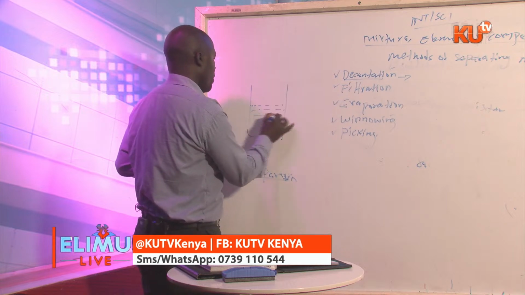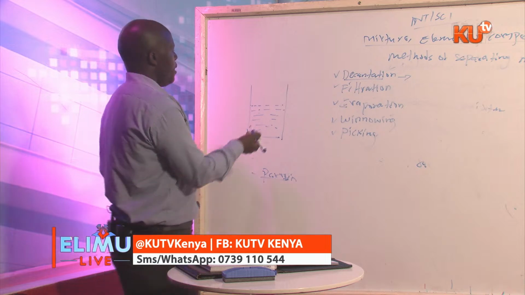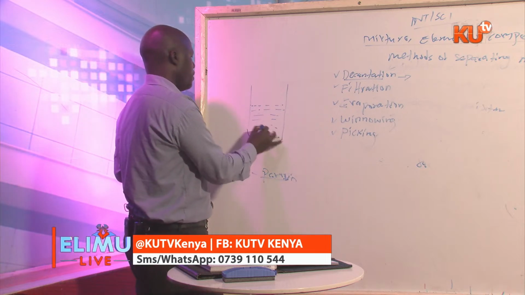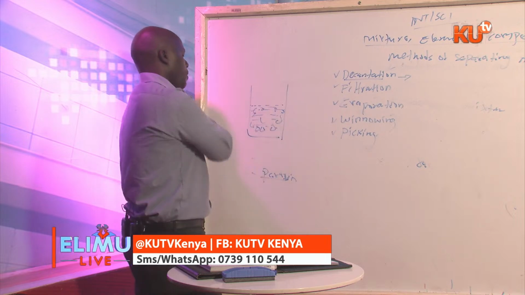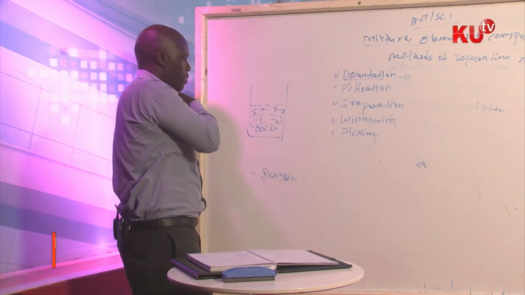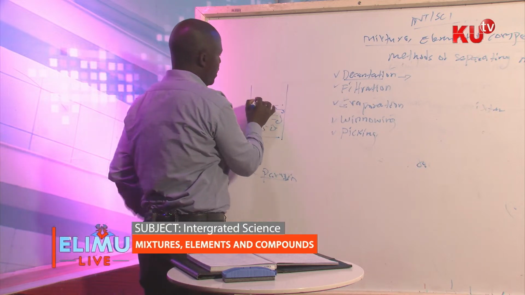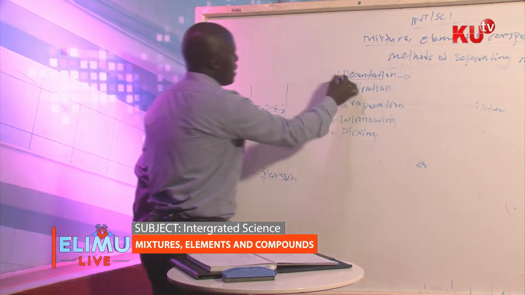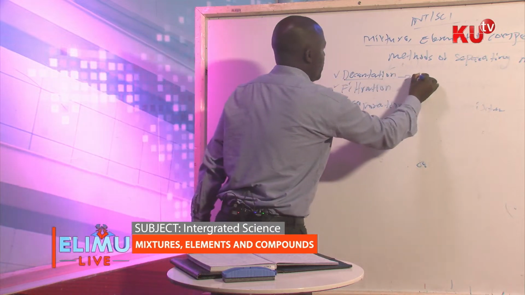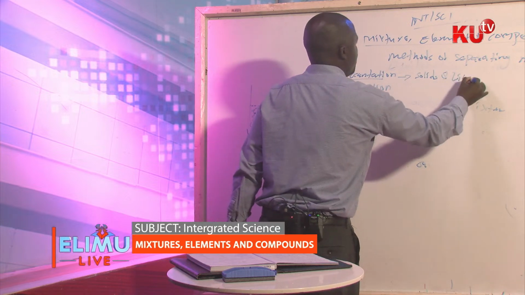For example, if we have a mixture here of sand and water, then the sand will settle down here. Then we have the water at the top. So this method, decantation, can be used to separate solids and liquids.